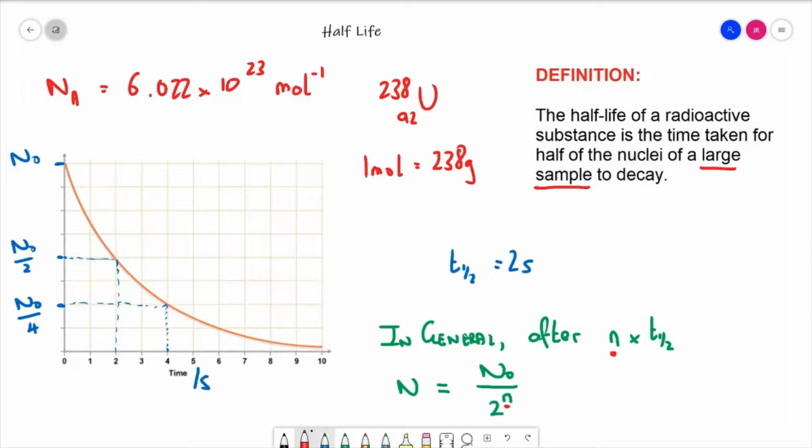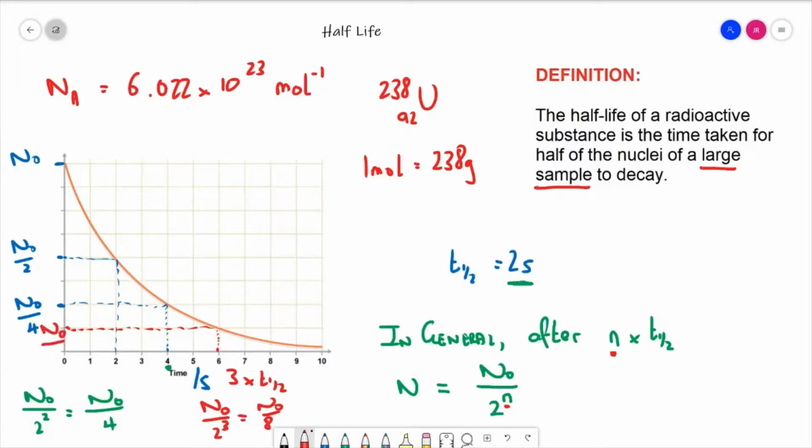What we can see then is that if the half-life is 2 seconds, as we've said here, then after 4 seconds, well, 4 seconds is 2 times the half-life, and we've gone from N0 to N0 over 2 to the power of 2, well, that's just N0 over 4. If we go another half-life, so we go to 6 seconds, and 6 seconds here is 3 half-lives, then we've gone from N0 to N0 over 2 to the power of 3, that's N0 over 8, and we can see that this value here, if you look at the scale, is N0 over 8.